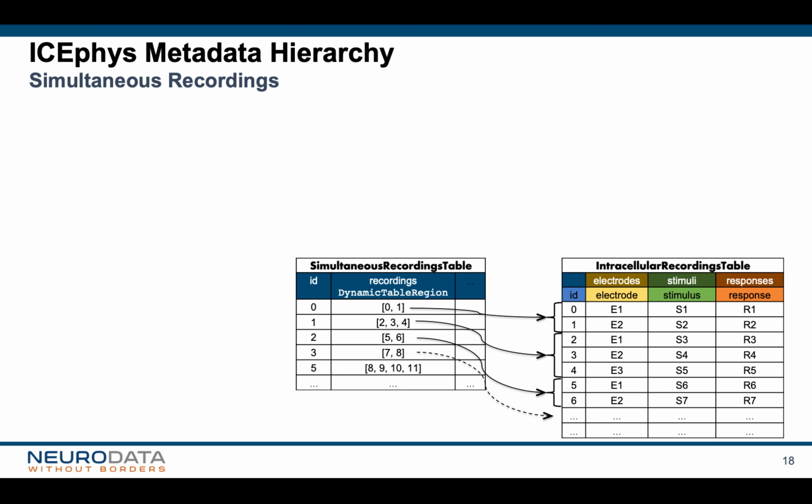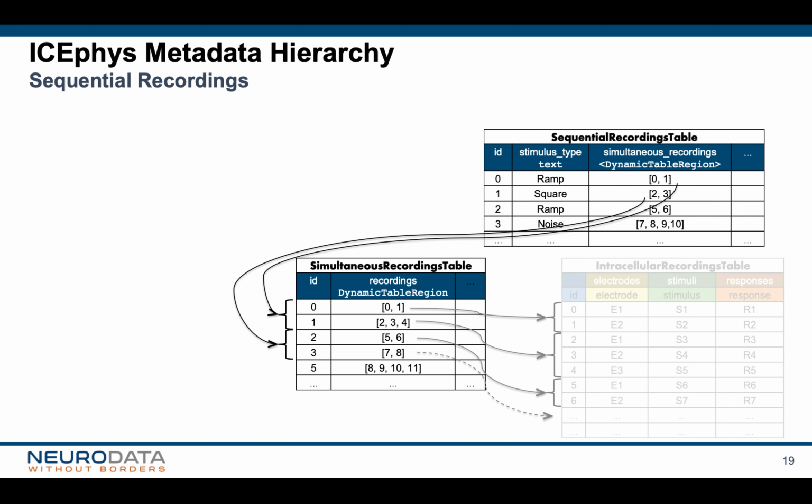That is, we have a column in the table that stores a reference to our intracellular recordings table as an attribute on that column. And then this recordings column stores a variable length set of integer indices, which are row indices into the intracellular recordings table to define which intracellular recordings belong to a particular simultaneous recording. And then we can define additional custom metadata about the simultaneous recording via additional columns.